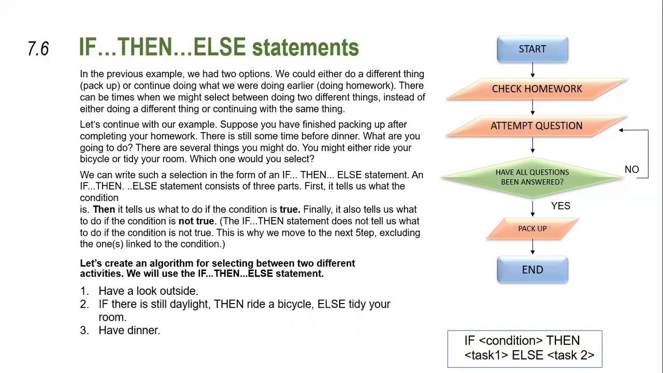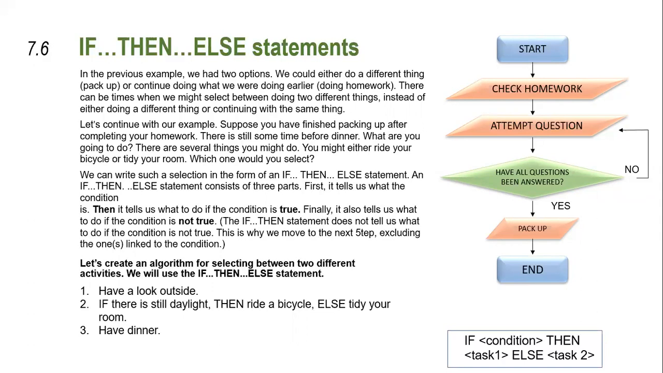Let's see this for further understanding. Let's create an algorithm for selecting between two different activities. We'll be using an if-then-else statement here. Have a look outside. If there is still daylight, then ride a bicycle. Else tidy your room. Have dinner then.